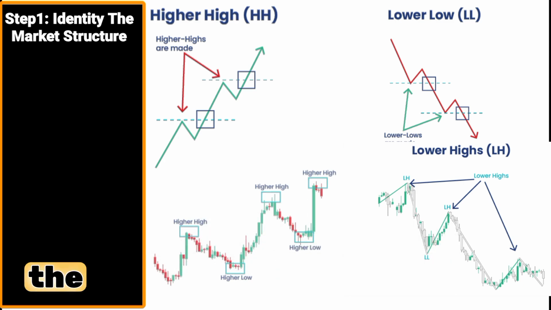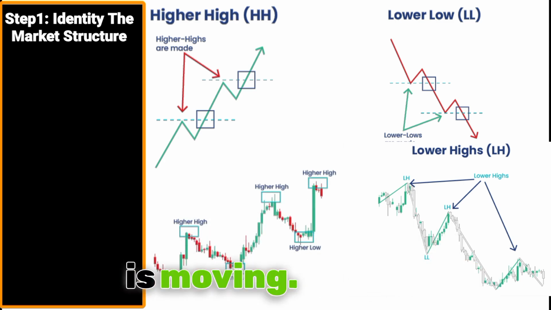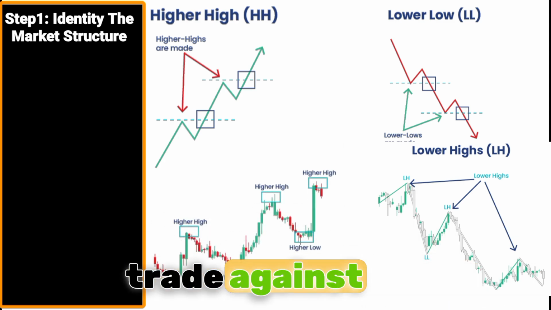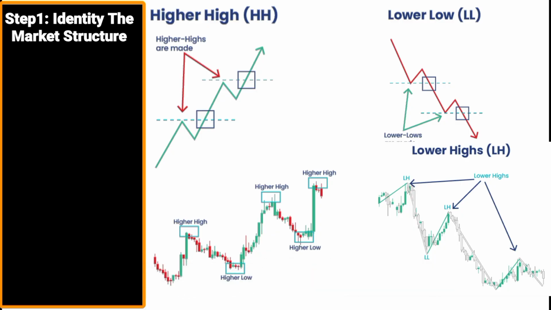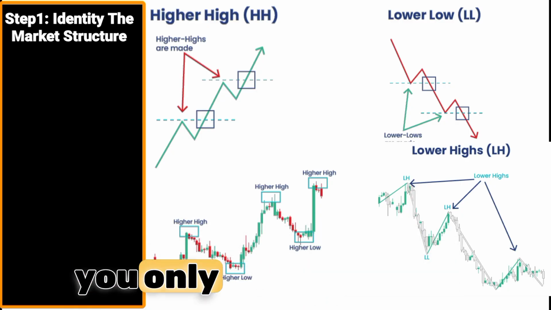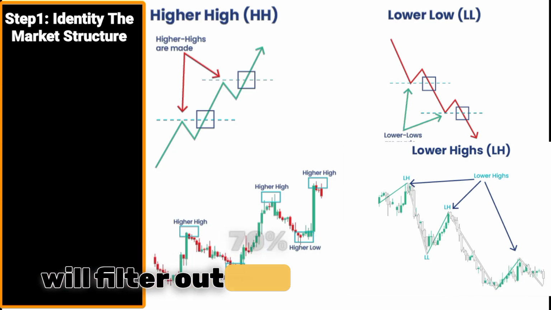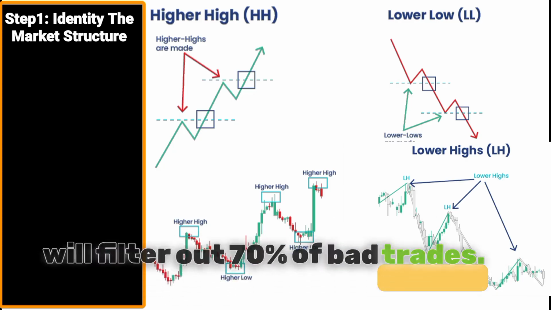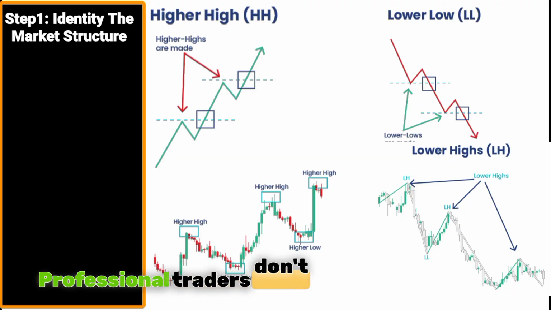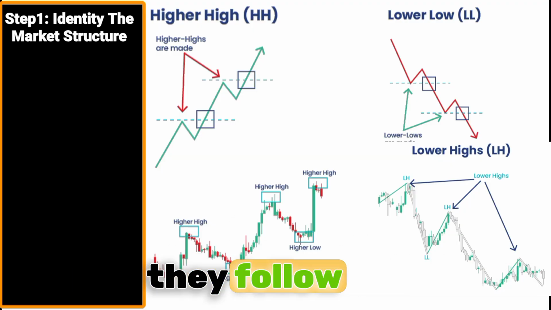You've just identified the direction where big money is moving. Never trade against it. If the trend is bullish, you only look for buys. If the trend is bearish, you only look for sells. This one rule alone will filter out 70% of bad trades. Professional traders don't predict direction, they follow it.